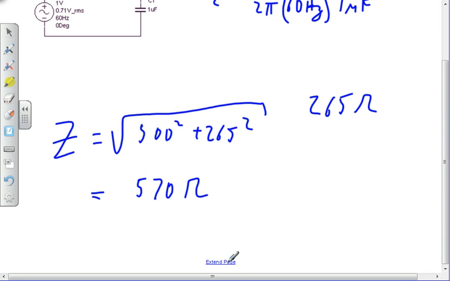I'm confused there. The 265 came out as that, and then you. That was XC. Well, you only have 265 as XC. That's what 265 is. So I've got to take the square of the resistance, square of the reactance, add it together, and take the square root of it.